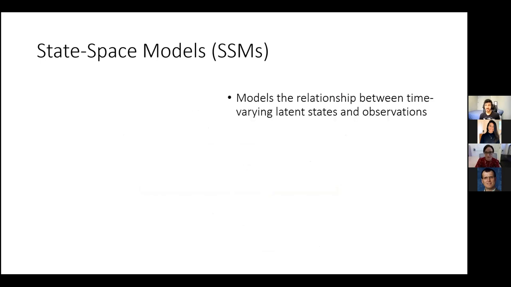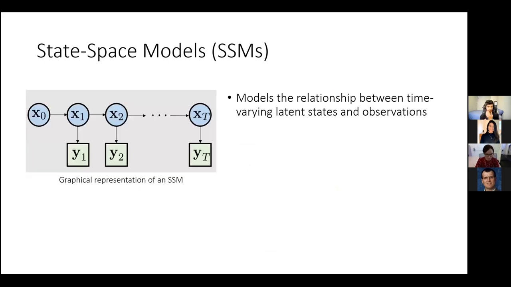So a state space model is a type of model that models the relationship between time varying hidden states or processes and observations or data. And so the easiest way to understand that is to look at what it means graphically. So in this picture that we have here, we have two different types of variables, the X's, which are the states, and the Y's, which are the observations or the data.